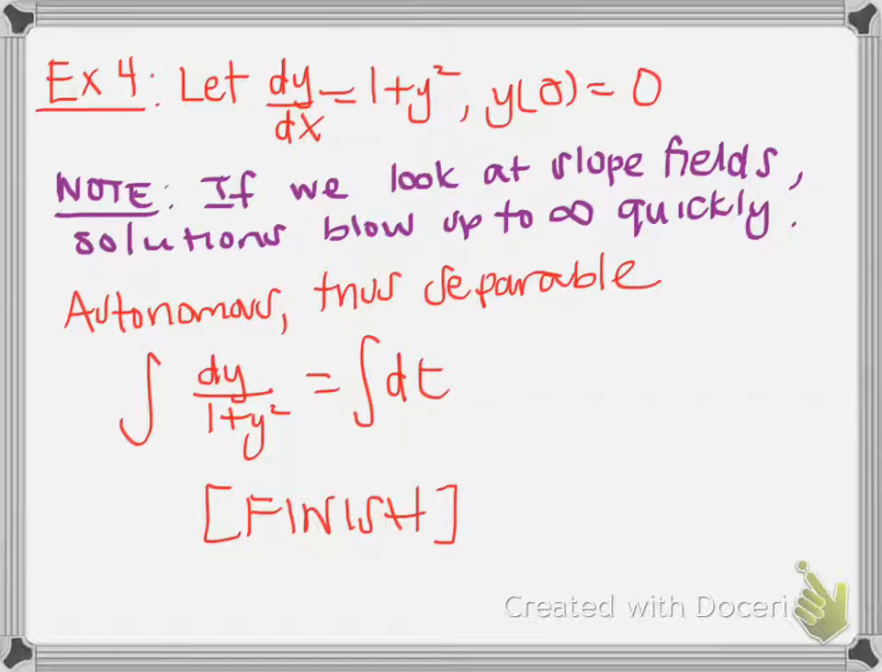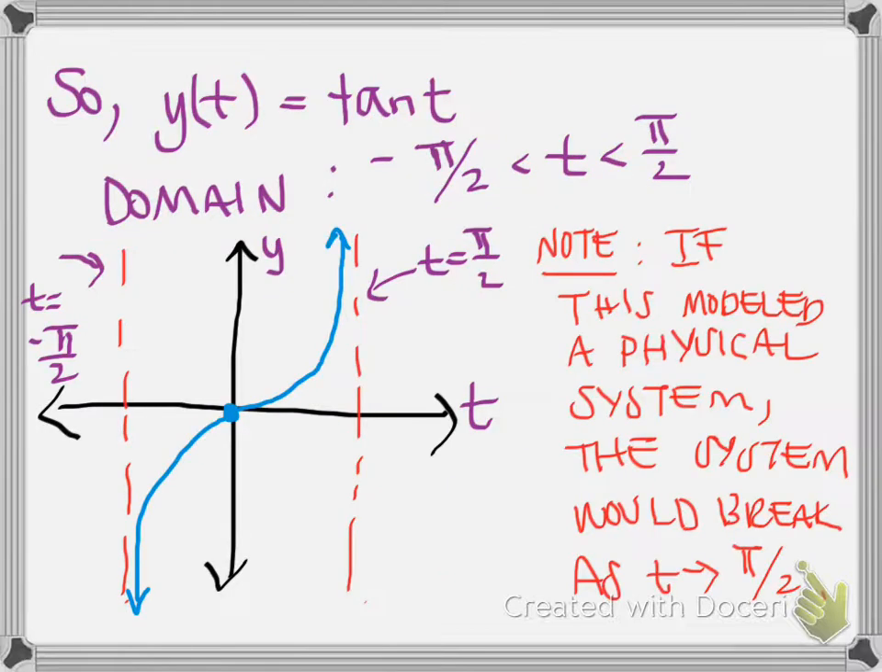Okay, so let's look at another example. Let dy over dx equals 1 plus y squared with the initial condition y of 0 equals 0. And again, you can stop the video and write this down and then come back to it. If we look at the slope field, solutions blow up to infinity rather quickly. If you were to plot this in Maple, you would see that. It's autonomous, thus separable. And I want you guys to finish this, which shouldn't be too bad.